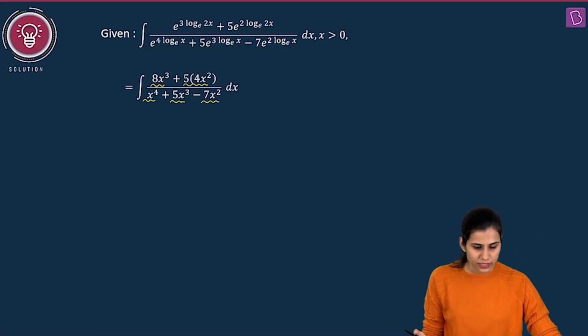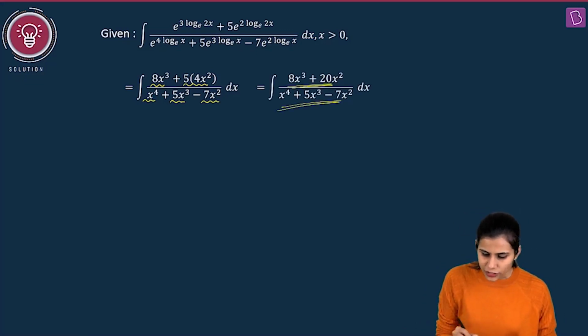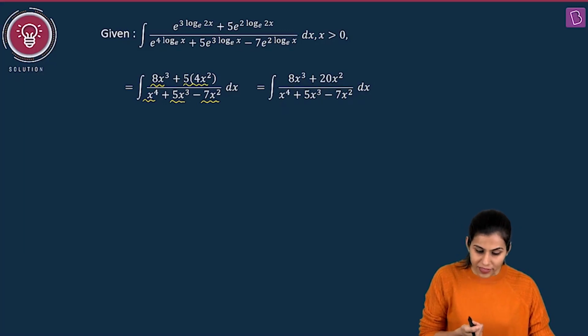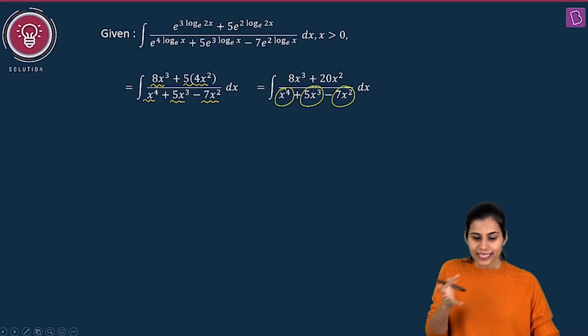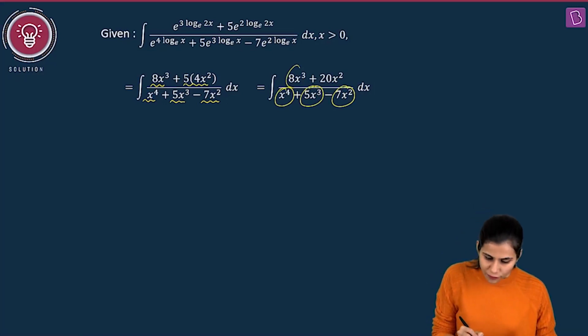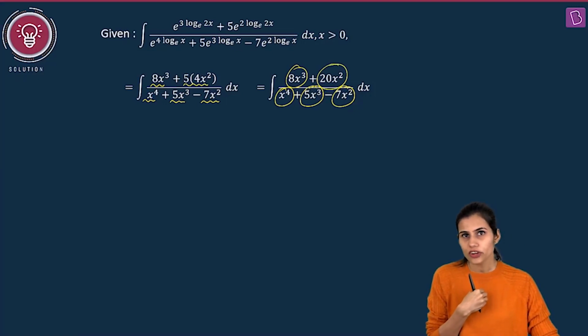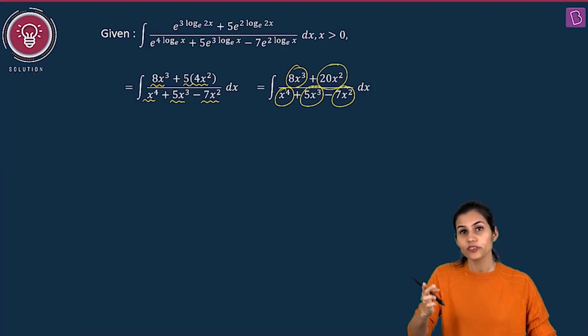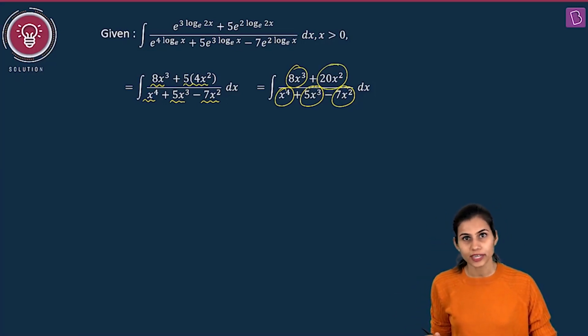Let's simplify this further. This gives you 8x cube plus 20x square in the numerator and denominator remains as it is. One thing I want you to notice. In the denominator, from each term I can extract out x square common, and from the numerator again I can extract out x square common. I was given already in the question that x is strictly positive, which implies x square is strictly positive, and using that concept I can cancel out x square from both numerator and denominator.